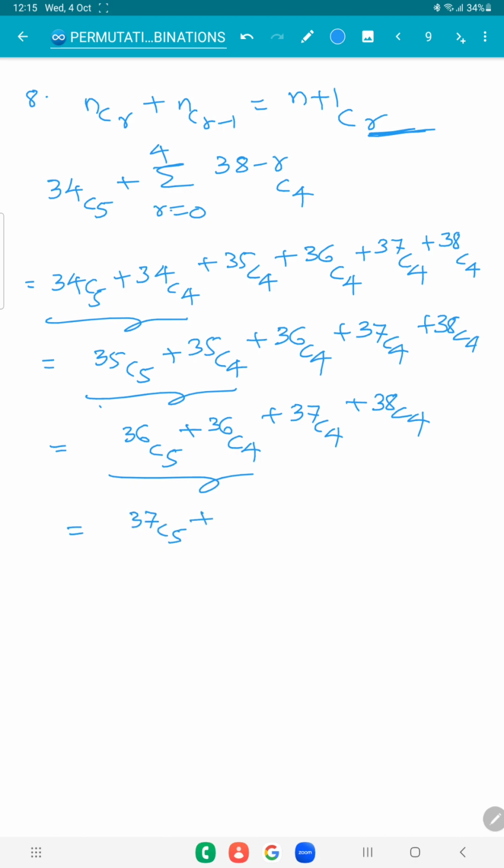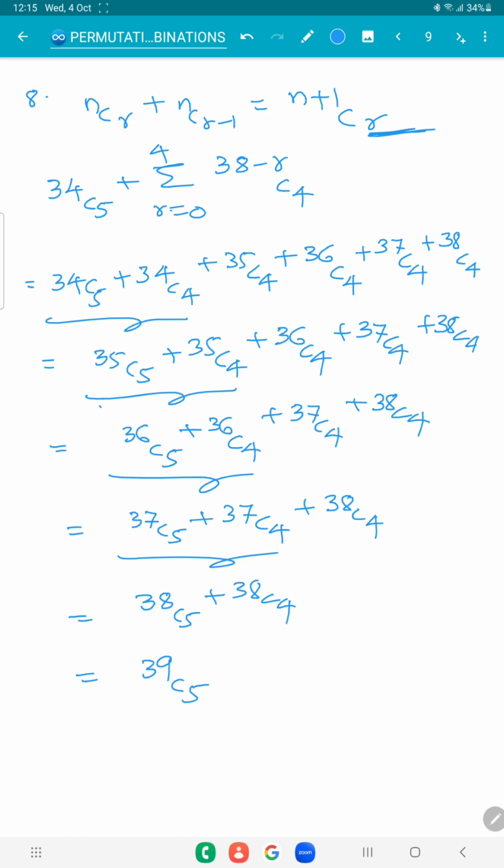37C5, same formula, plus 38C4. For these 3, n is 37, r is 5. So n plus 1 is 38C5 plus this 38C4, right? So that is equal to, again apply the formula, 39C5. So that is the value of that.